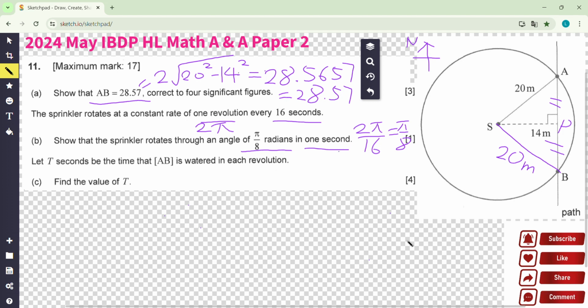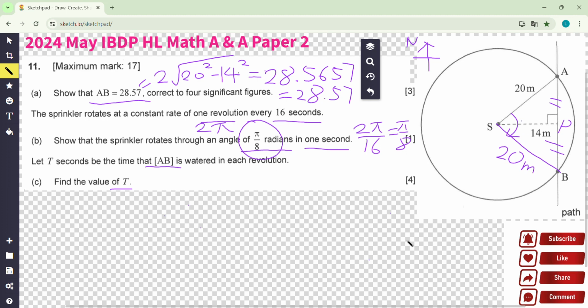And that's it. So for part C, let T seconds be the time to travel through AB. A and B is water. It means the sprinkler will travel from A to B. Find the value of T. Maybe it is connected with this, right? The angular speed is 5.8 in 1 second. So what you need to do is find out the angle in radian, and then divide this angle by pi over 8, the angular speed, and that's it.